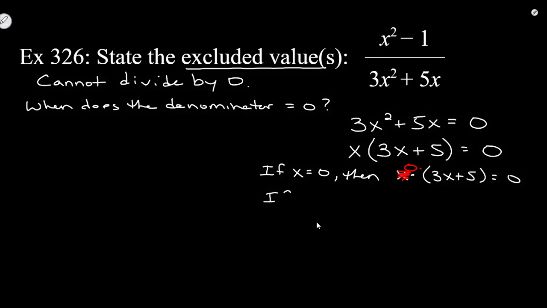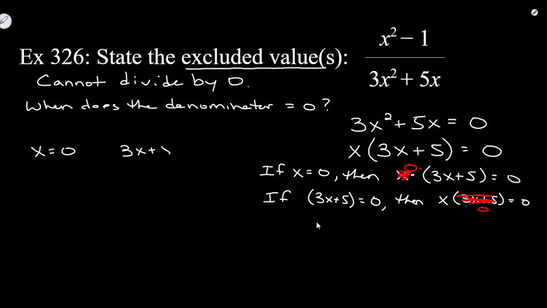Also, if 3x plus 5 equals 0, then x times 3x plus 5 will equal 0, because this part is a 0, and x times 0 will be 0. So because of those two facts, the way we're going to find out when that product equals 0 is we're going to say, well, if x equals 0, that's going to make that product equal 0. Also, if 3x plus 5 equals 0, that's going to make this product equal 0. And I'm talking about this product right here.